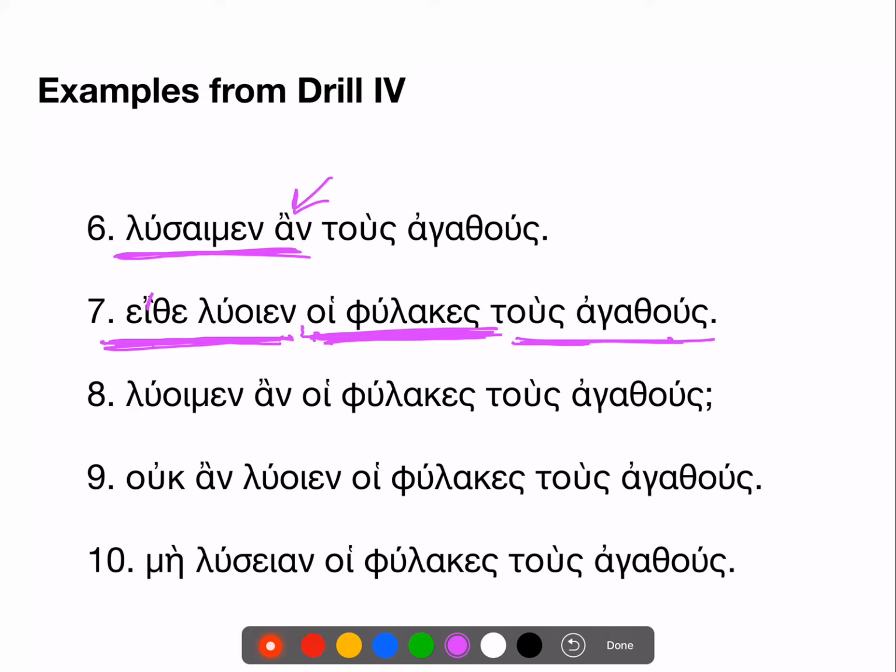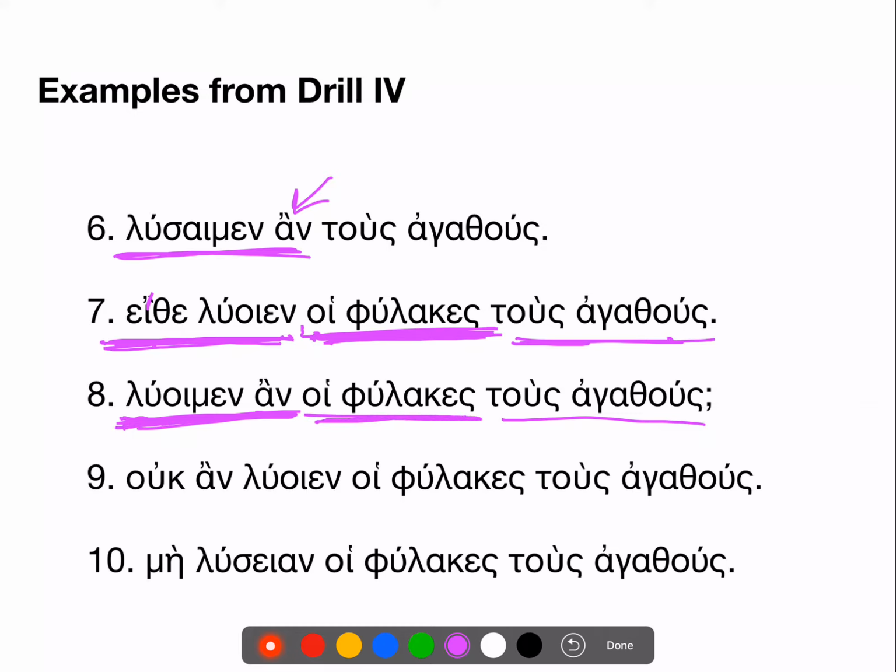Well, that's an optative of wish. Here we have a present optative active plus an. So I think we're back to the potential optative here. We've still got the phulakes as the subject and tous agathous as the object. Ooh, but they've done a tricky thing here. This is now first person plural instead of third person plural. This is always tricky when you get a first or second person plural plus a nominative subject.